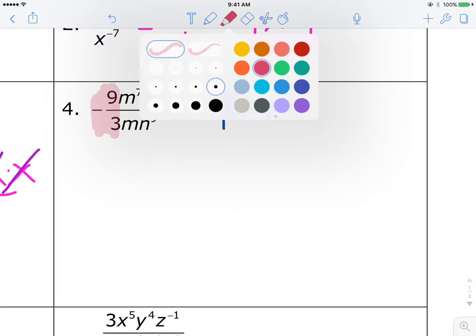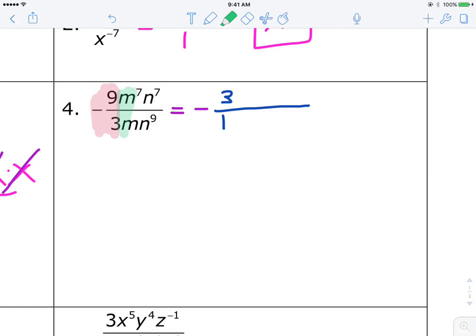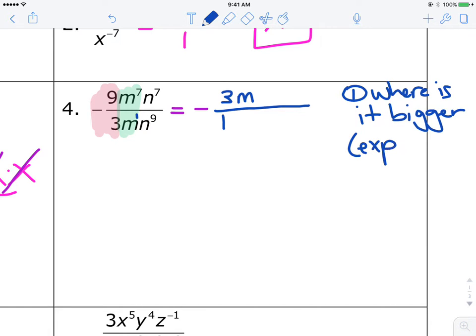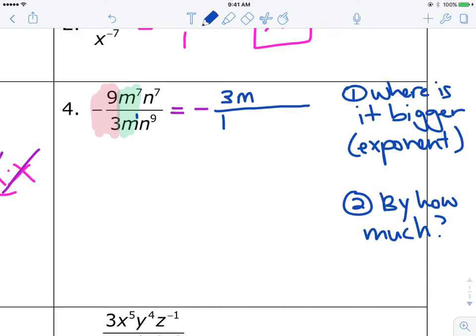Now we're going to look at our m's, and when you're looking at this variable, m, you're going to ask yourself 2 questions. First question is this: where is it bigger, top or the bottom? It's bigger on the top, so the variable stays on the top. And to find the exponent, you ask yourself, by how much? We're talking about the exponent. So the second question we ask is by how much? When I'm looking at my m's, the top is bigger by 6.